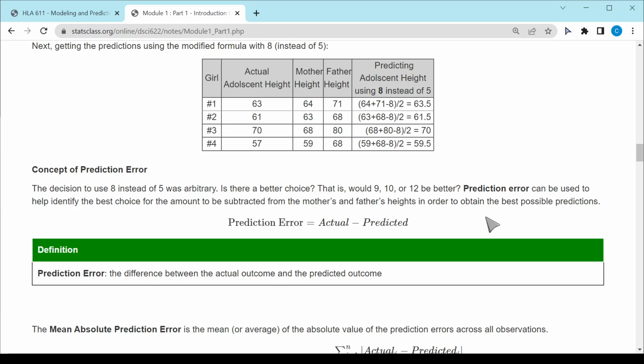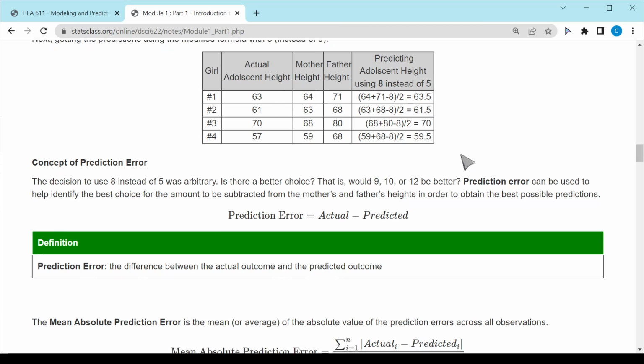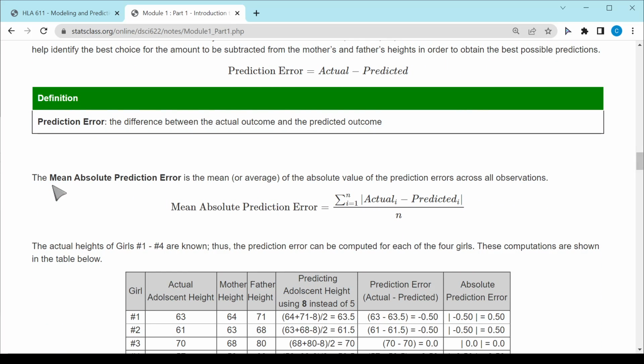So prediction error is defined to be the actual height minus the predicted height. Again, the actual heights here are 63, 61, 70, and 57. My predicted heights, when I'm using 8 here, are 63.5, 61.5, etc. If I want to try to figure out how much prediction error there is across all 4 of these girls, what we can do is compute what we call the mean absolute prediction error.